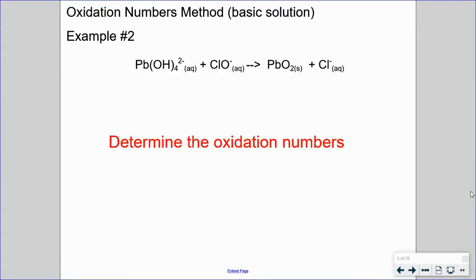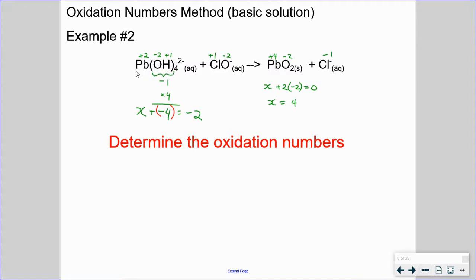The oxidation numbers method again, and this will be a reaction that takes place in a basic solution. Our first job is to determine the oxidation numbers. So in this example, I'm going to show you how we come up with some of these oxidation numbers. We always start off with oxygen has negative 2, and hydrogen has a positive 1.